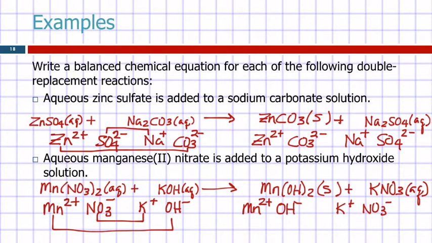And then we need to balance it. I have 1 manganese and 1 manganese. I have 2 nitrate ions, and over here I only have 1 nitrate ion. So I need a 2 in front of that. Here I have 1 potassium, and over here now I've got 2 potassiums. So I need to put a 2 over here. And then I have 2 OHs, and over here I have 2 OHs. And so there's our balanced chemical equation. Any questions?